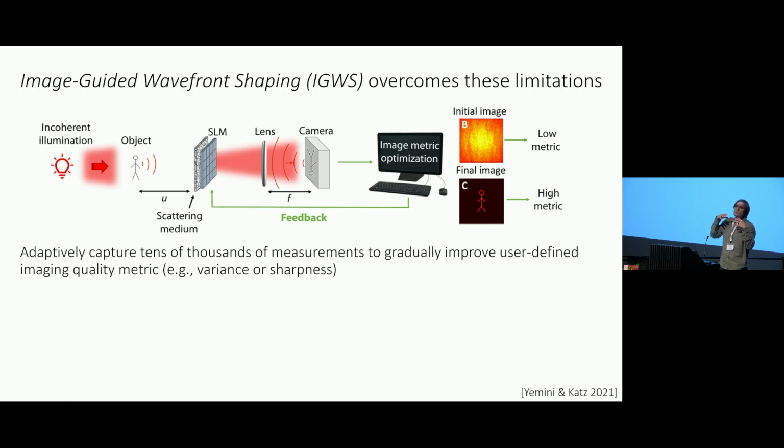So if you knew the phase error that was being induced by the scatter, you could put it on the SLM, conjugate it, and see through the tissue, see through the scattering media. Unfortunately, you don't know what that is beforehand. And so the approach they came up with is as follows.